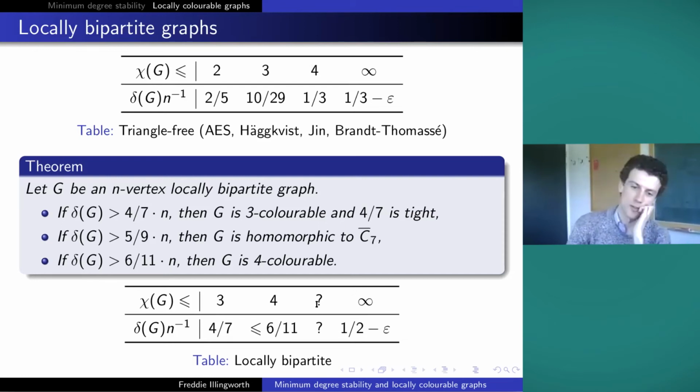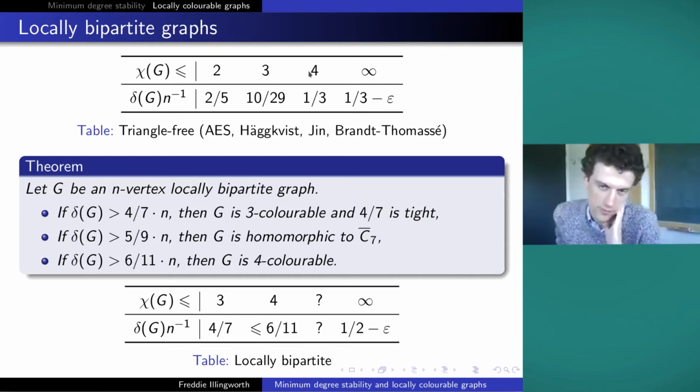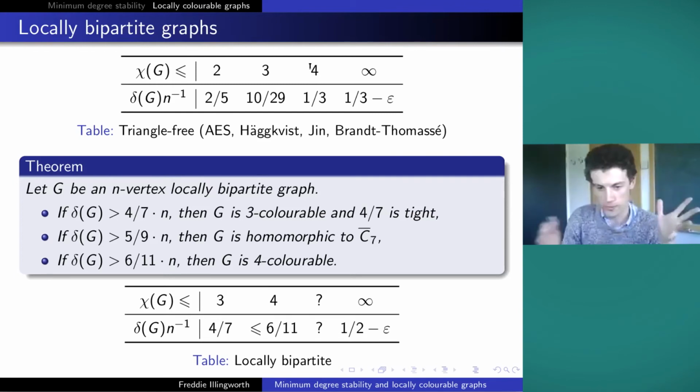I guess similar questions arise. The way it was proven that all triangle-free graphs with minimum degree bigger than a third are 4-colourable was by coming up with an infinite sequence of graphs and saying that any triangle-free graph of that minimum degree must be homomorphic to one of them, and each of them happens to be 4-colourable. So we need to understand the structure of these locally bipartite graphs.